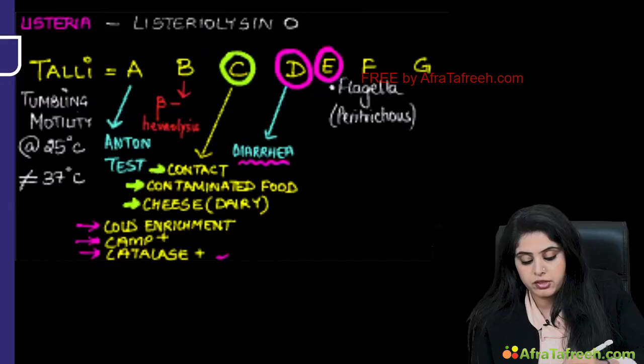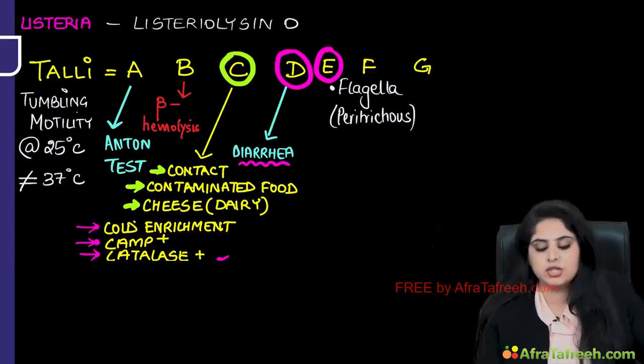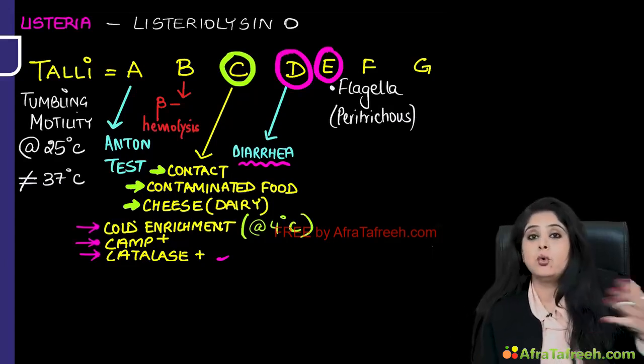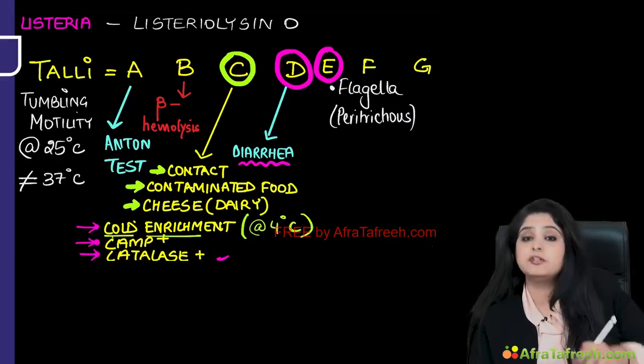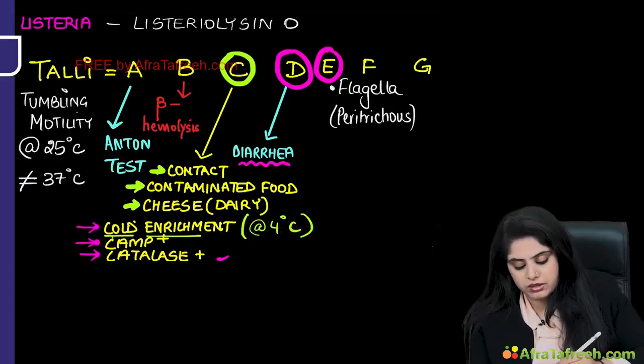Okay, moving forward. You have done catalase positive. C for cold enrichment. Cold enrichment means it will grow at a normal temperature, but at 4 degrees Celsius, the growth is going to be more. If cold enriched at 4 degrees, it is further going to grow. That is what you see with Listeria. So D is done. What is going to be with E?